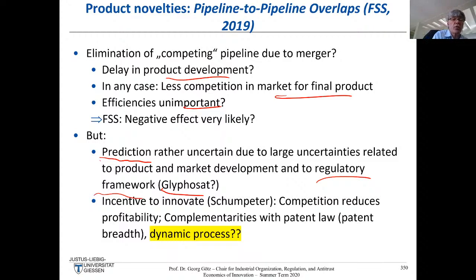And of course, similar to patent law, we try to prevent inventing around by having sufficient patent breadth in order to have sufficient incentive to innovate. Because competition reduces the profitability of these innovations, and so you get less.